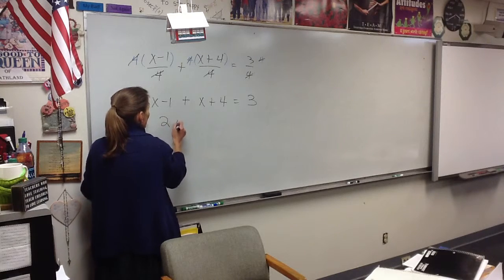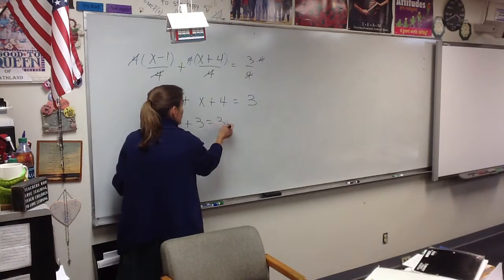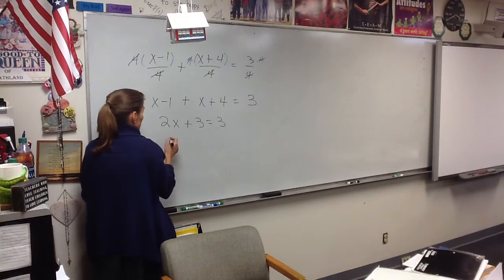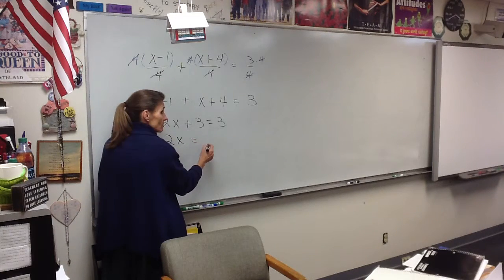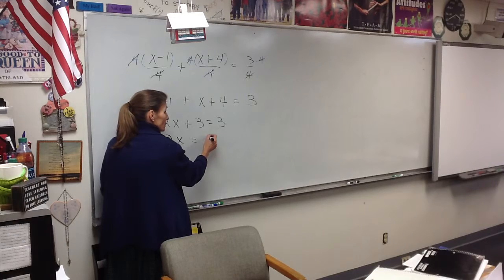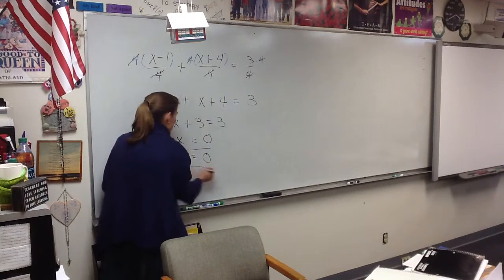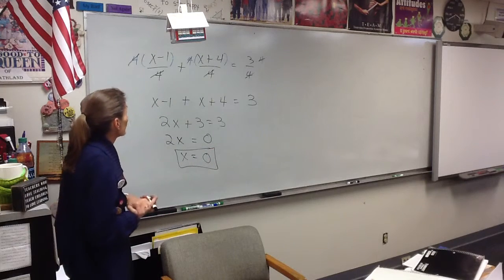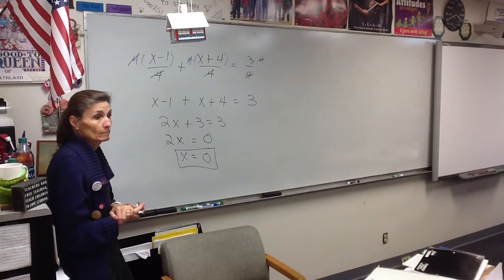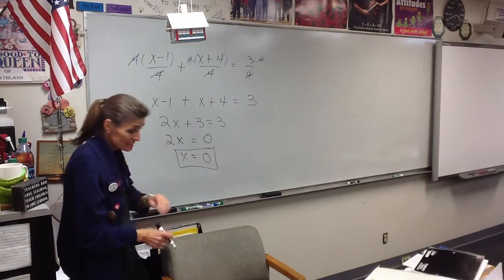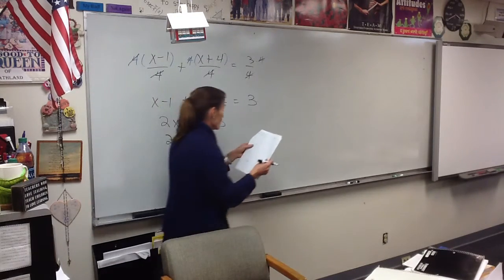So 2x plus 3 equals 3. So 2x equals 0, and x equals 0. There's the answer to the question. Easy, right? That was easy. Let's look at the next one.